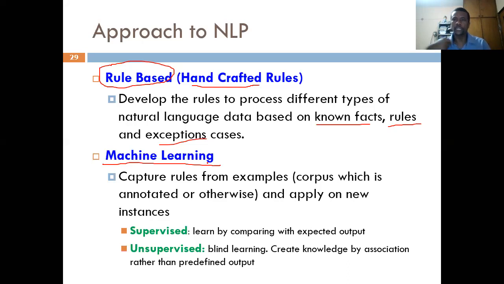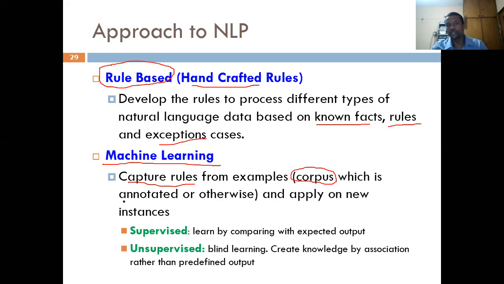So in machine learning, the machine is going to capture rules. Mind you, you're not going to give it. The machine is going to capture rules. It's going to identify the patterns. So that pattern or that rule is going to come from a corpus. As we said earlier, a corpus is a huge collection of data. It's a huge collection of language data that you can use to extract patterns from.